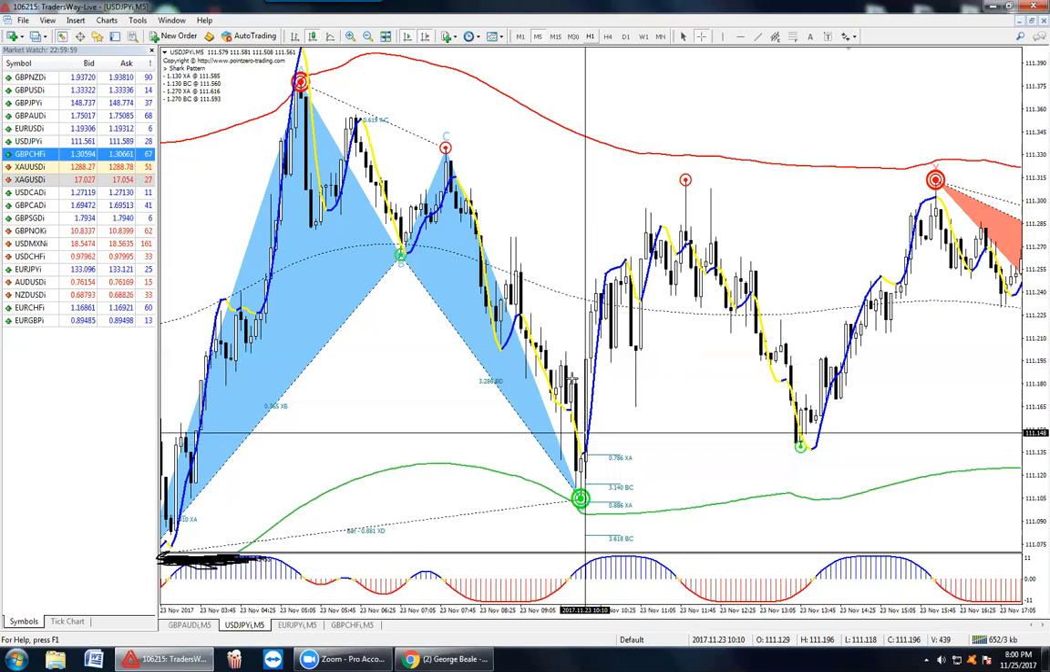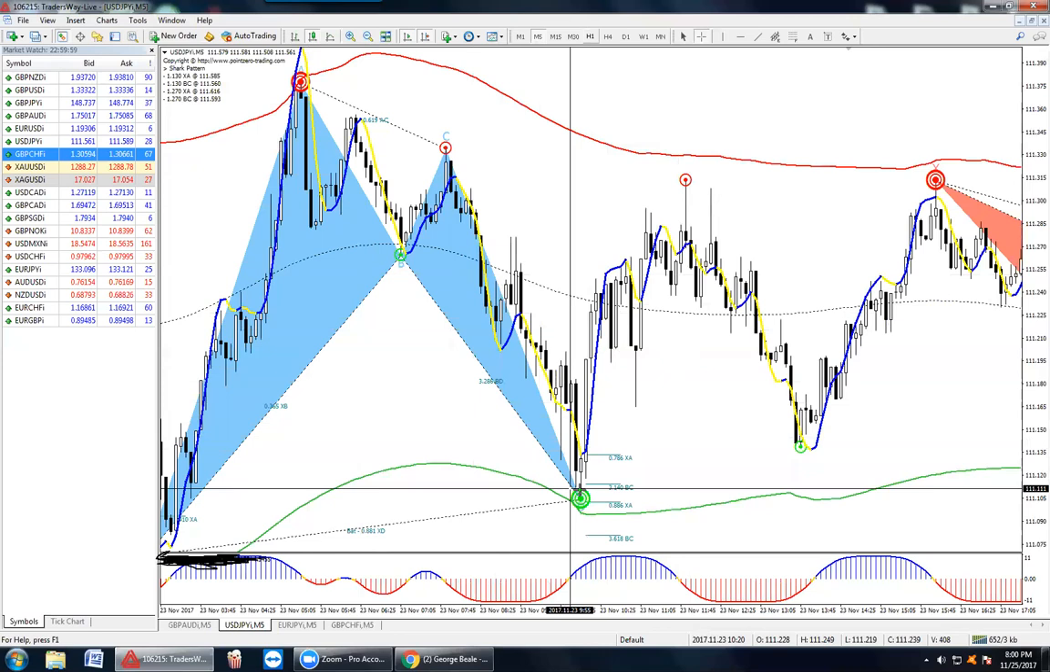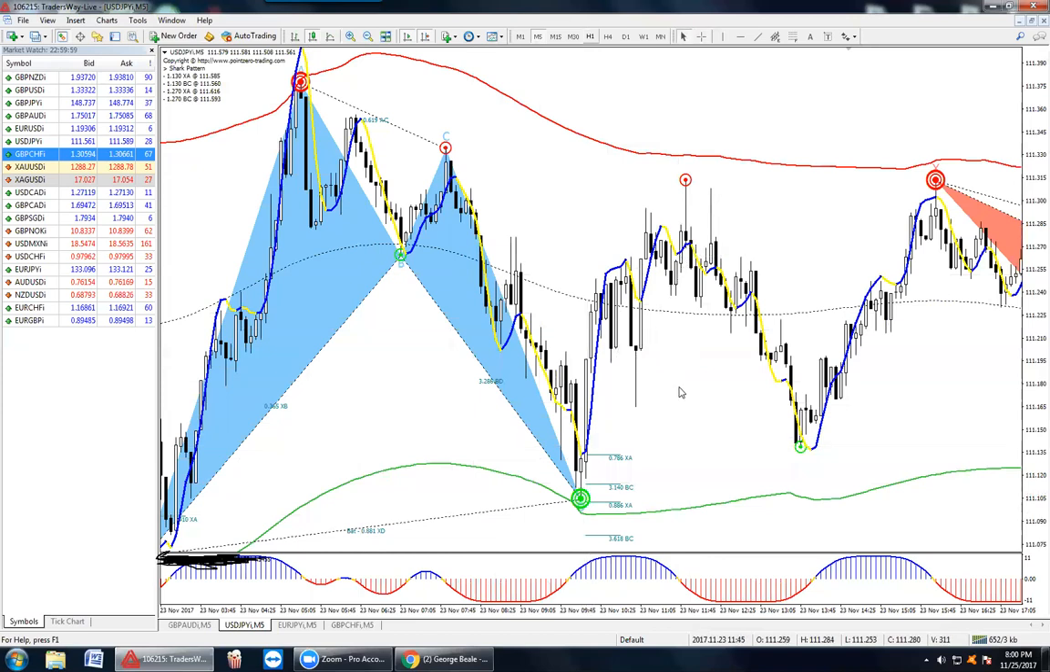Okay. Here again, you get a blue pattern, a blue buying signal, green dot, blue MACD. Get into your buying trade, and then right here would have been your reversal, and then you would get out, and you would wait for the next setup.